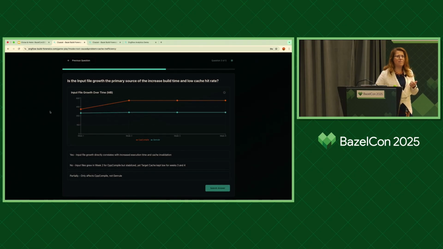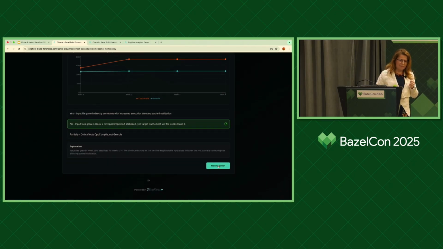So now let's start hypothesizing what is a culprit, at least for one of these. Input file growth is often blamed for the increase in build times, and sometimes rightfully so, sometimes not. In this case, we can see that for general, it actually hasn't changed. So no, that's not the suspect. But for CPP compile, we could assume that there's something for us to investigate further in the input file growth, because there's certainly correlation between cache hit rate and the file growth as well. And so we'll choose this and keep going.